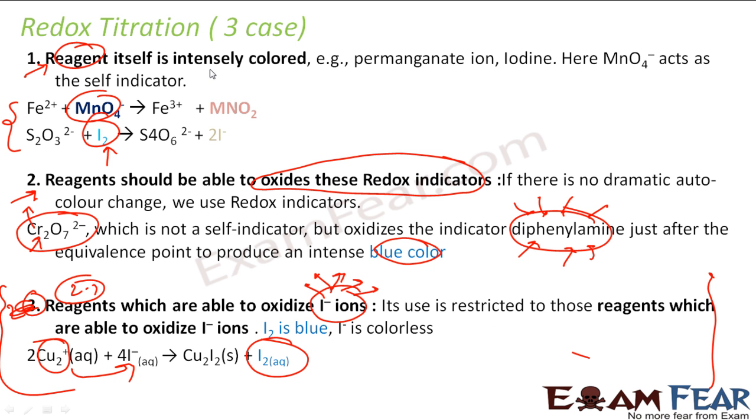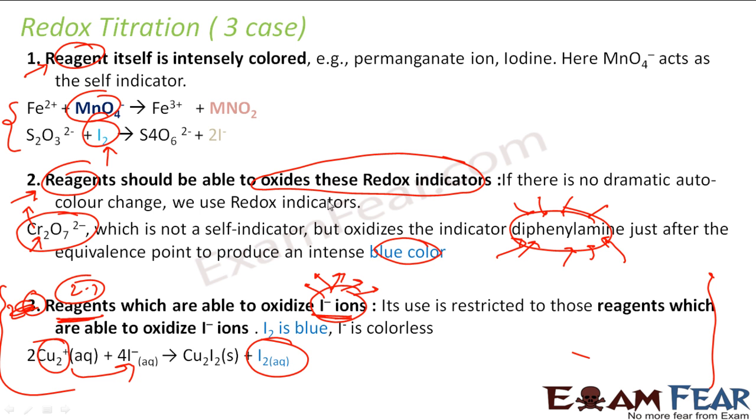One is where the reagents themselves change color, for example MnO4- and I2. The second is where the reagents don't change color, but they can change the color of the indicators, right? So indicators can be diphenylamine, or I- also, since I- is used very widely in the market, but this is applicable only to those reagents which can oxidize the I- ion, because not all reagents can. So this is a subset of this.